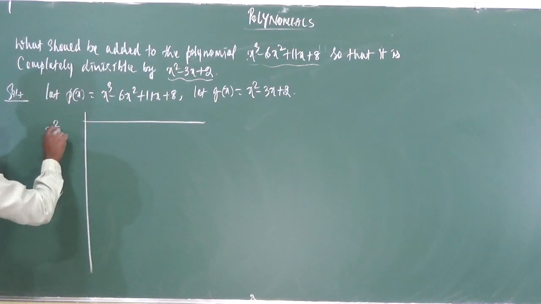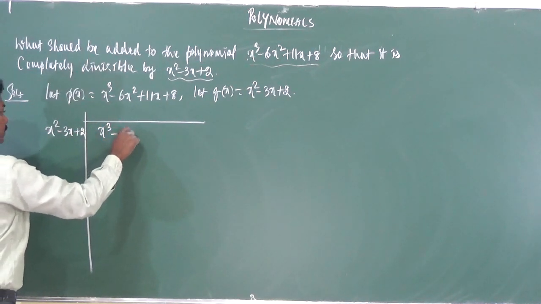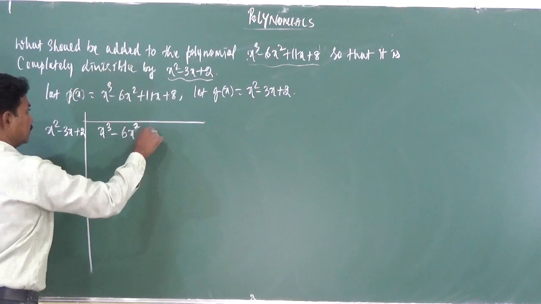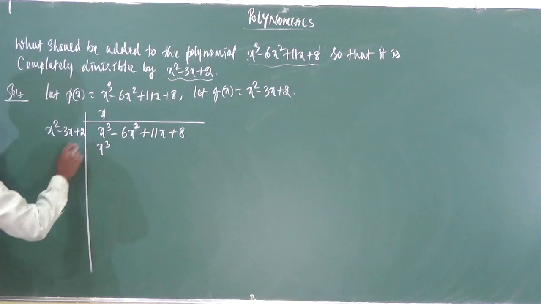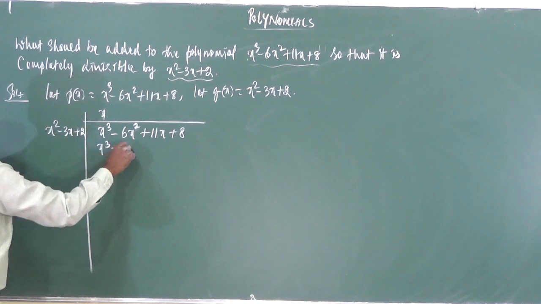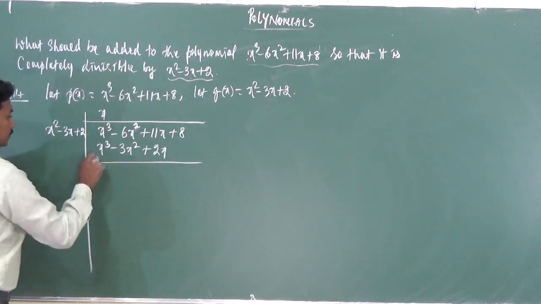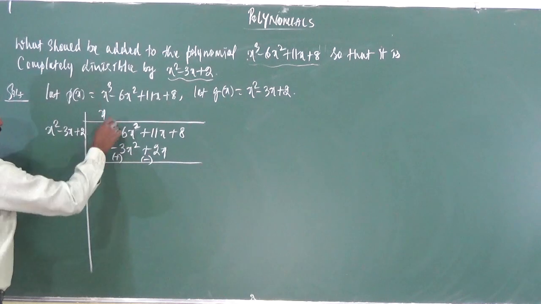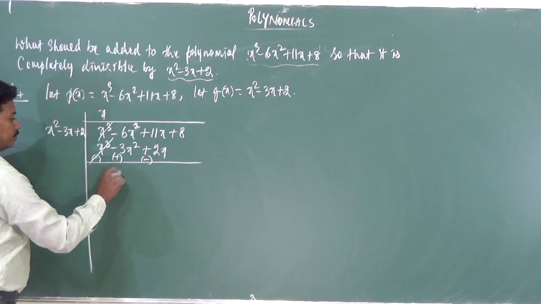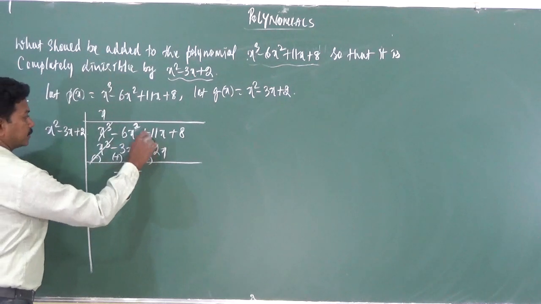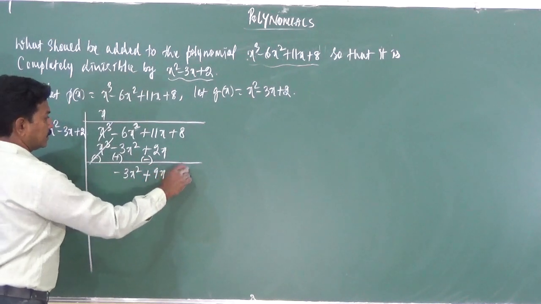So it is x square minus 3x plus 2, and the polynomial taken is x cube minus 6x square plus 11x plus 8. x square into x is x cube, minus 3x into x is minus 3x square, plus 2 into x is plus 2x. This is minus, this is plus, and it gets cancelled. So minus 6x square plus 3x square is minus 3x square, and minus 2x plus 11x is plus 9x plus 8.